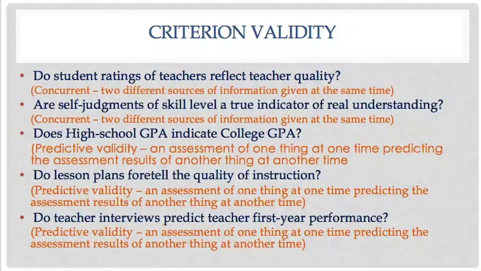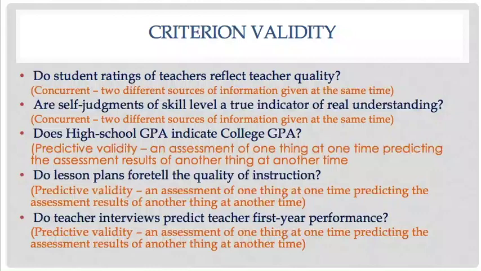So here are some examples of criterion validity, both concurrent and predictive. And say we're trying to answer some questions in our lives. The students' ratings of teachers reflect teacher quality. Well, the concurrent picture of this, right, is that I have multiple sources of evidence. I have, say, peer observations of teachers. I have principal observations of teachers. I have student ratings of teachers. And I want to know whether or not all these things kind of come together and tell me the truth about whether or not a teacher is doing a really good job in the classroom.